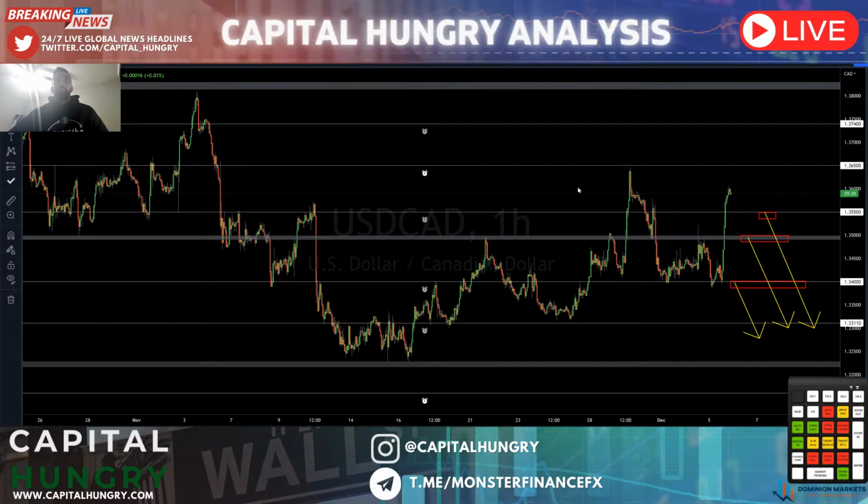I can only be jumping into USDCAD buys with clean breaks above this rejection point, which lines up with the higher time frame key level, 1.365.